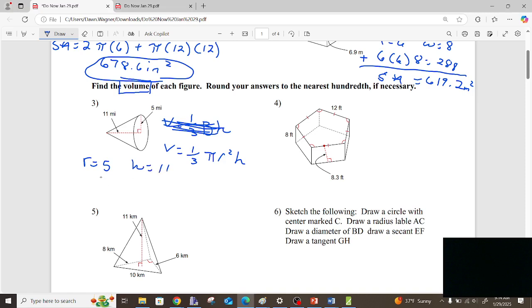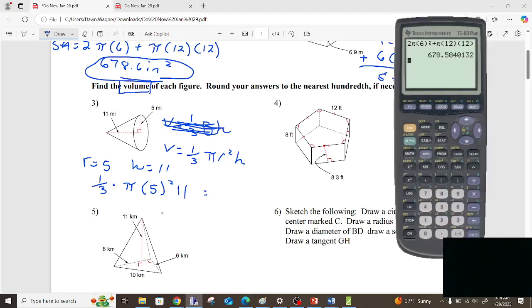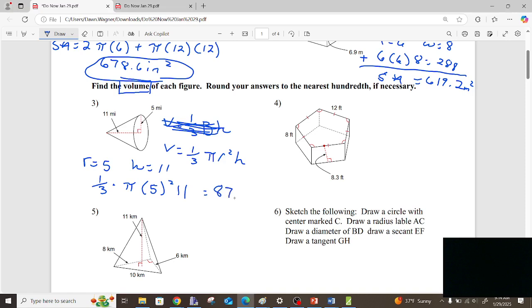11. So 1/3 times pi times 5 squared times 11, right? And in the calculator, you could just divide by 3 for that 1/3, or you could put a 1/3. So 87.98, and it does say to the hundredths on this one. And that would be miles. Boy, that's a weird cone for miles. Miles cubed.